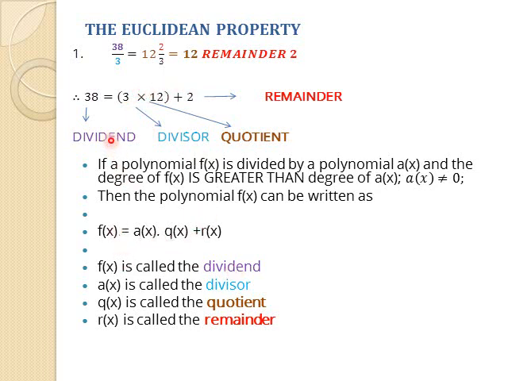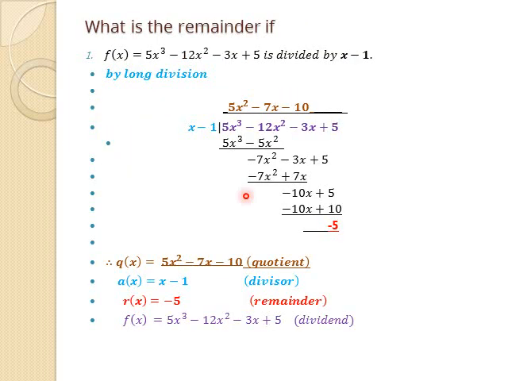f of x is called my dividend, a of x my divisor, q of x my quotient, and r of x is called the remainder. So that's just some basic theory before we go to what we refer to as the remainder. Right, so using that theorem, what's the remainder?